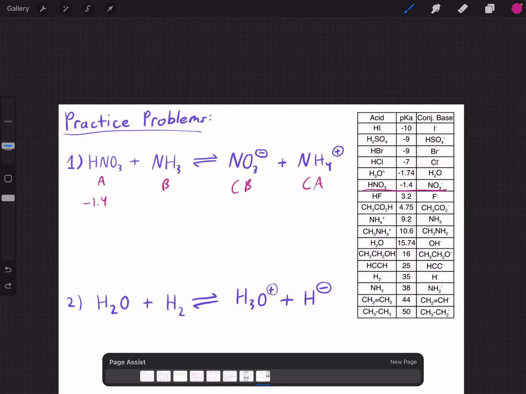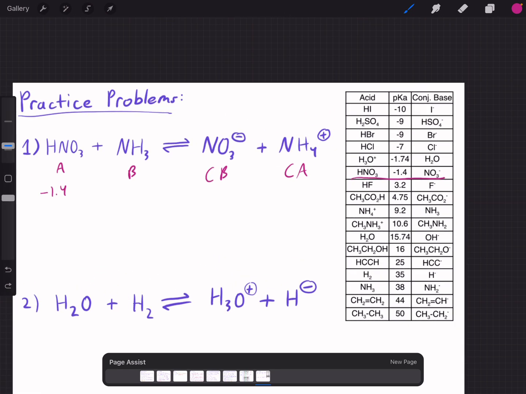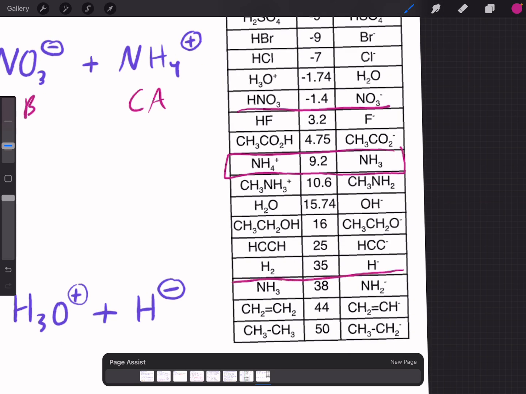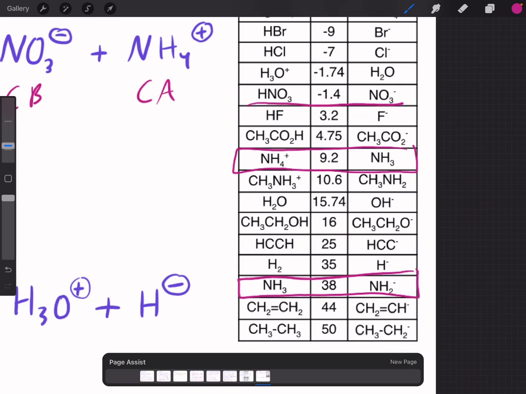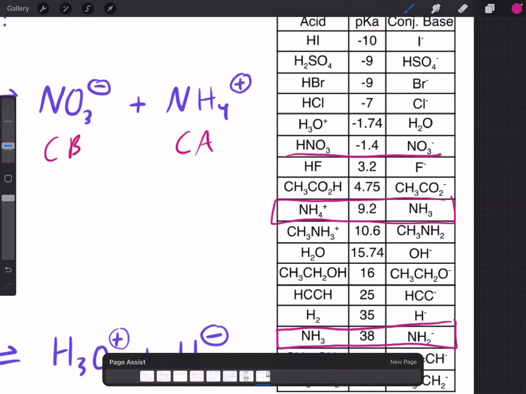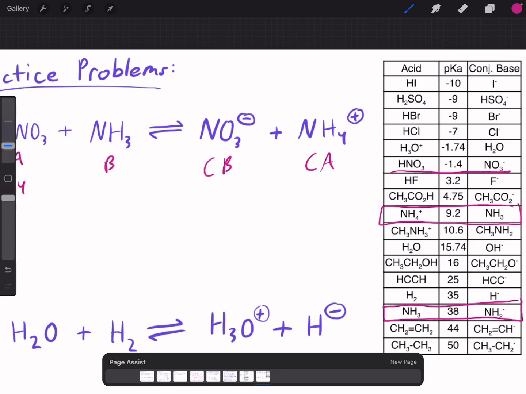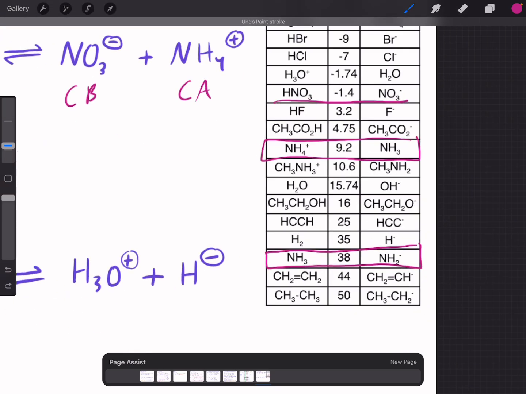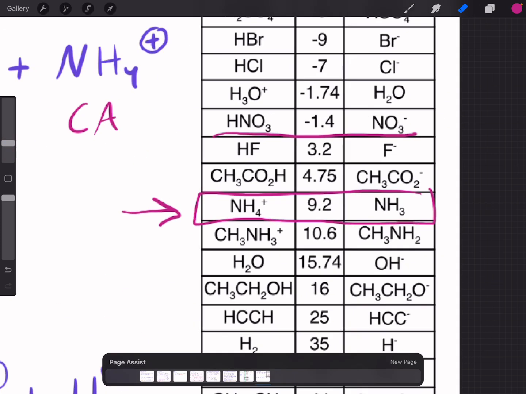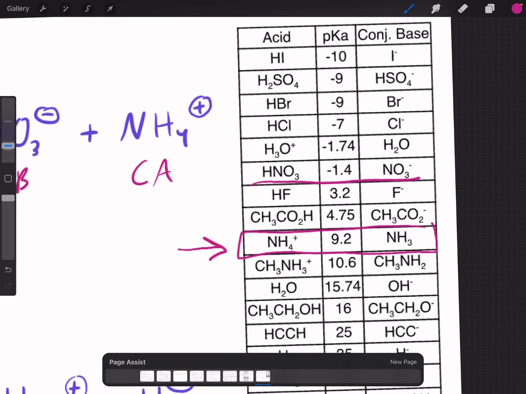Something that typically trips people up is when something appears twice in the table. Here NH3 is present, but also NH3 is present down here. So how do you determine which pKa I'm going to use? You have to have both of the molecule types in the reaction. I have NH3 and I have NH4 plus here. I do not have NH2 minus, meaning I am not going to look at this side. I am only going to look at the NH4 plus with the NH3. So the pKa in that case is 9.2.